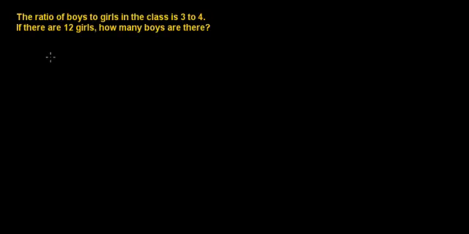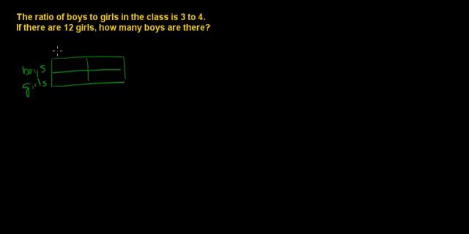Those are pretty simple to set up. If I wanted to set up a ratio box, looking at this problem, I need to set up two columns and two levels. For the first level, I'm going to be labeling it boys. My second level is girls.